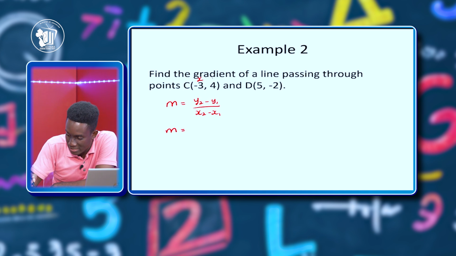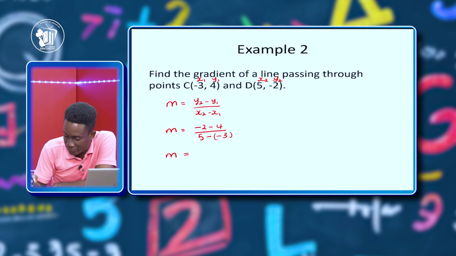So let's label. So this is x1, this will be y1, x2, y2. So y2 would be -2 subtract y1, which is 4, all divided by x2, which is 5, subtract x1, which is -3. So the gradient will be equal to -2 subtract 4 would be -6 over 5 subtract -3. So these two negatives will cancel out and give you a plus. So 5 plus 3 would give me 8.